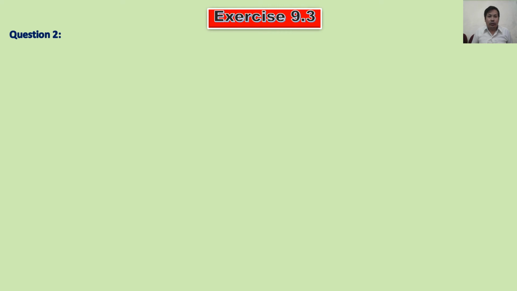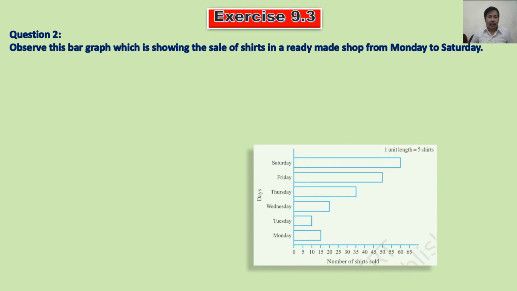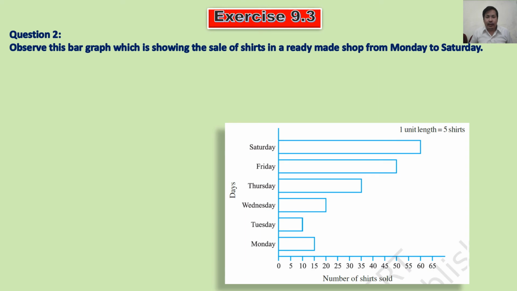Next, question number 2 we have like this. Observe the bar graph which is showing the sale of shirts in a ready-made shop from Monday to Saturday. Now this is the bar graph that we have to observe, and we have to give some information out of this according to the question.